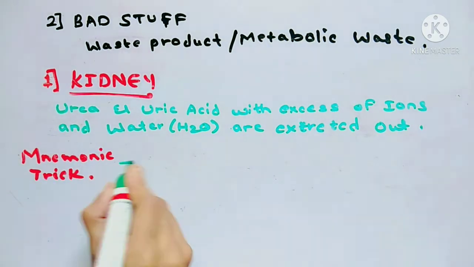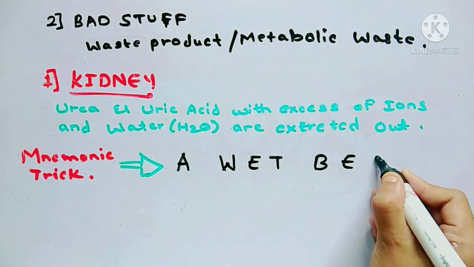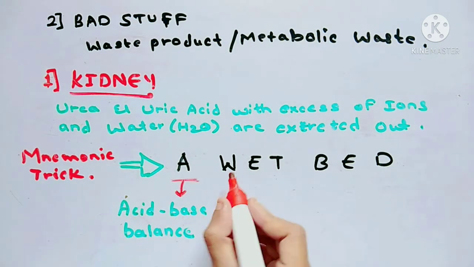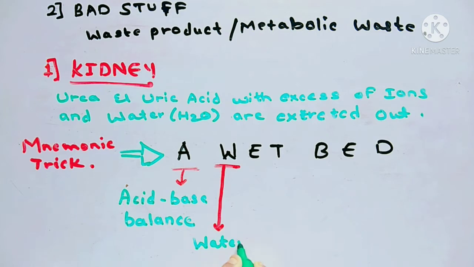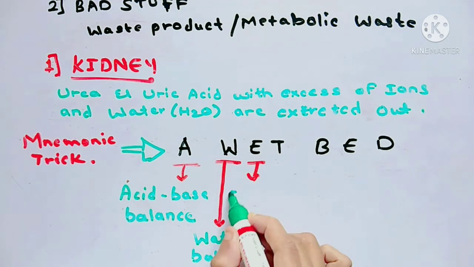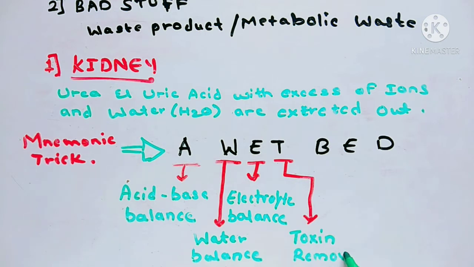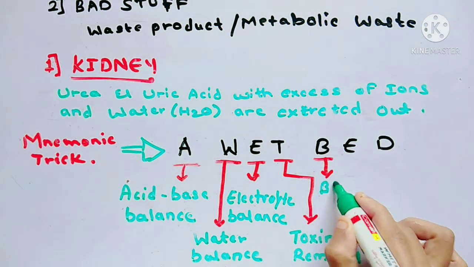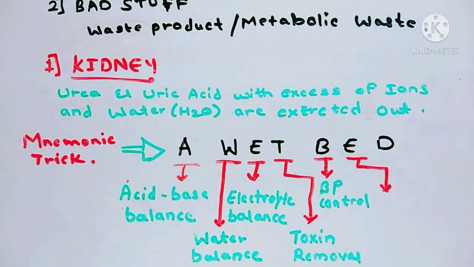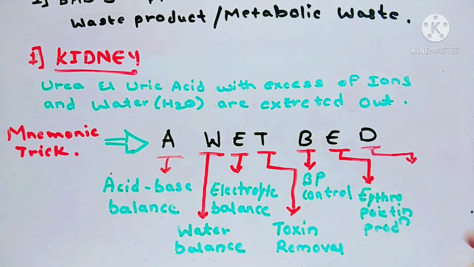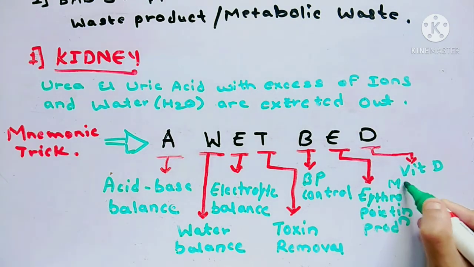To remember the functions of the kidney, there is a mnemonic trick, that is A WET BED. A stands for maintenance of acid-base balance, W stands for maintenance of water balance, E stands for maintenance of electrolyte balance, T stands for removal of toxins, B stands for BP control, E stands for production of erythropoietin, and D stands for metabolism of vitamin D.